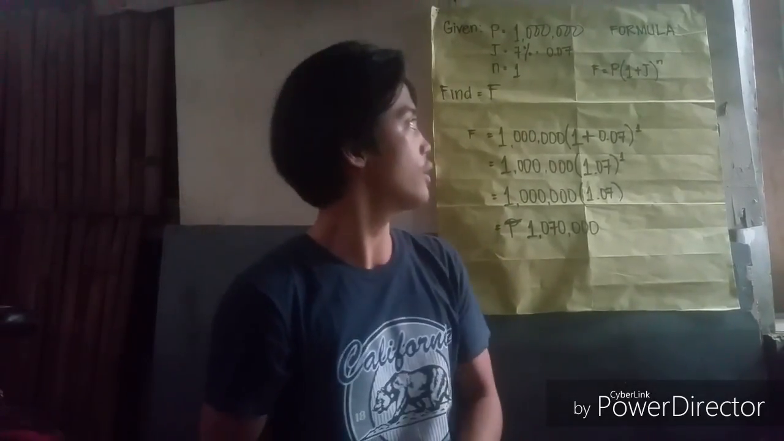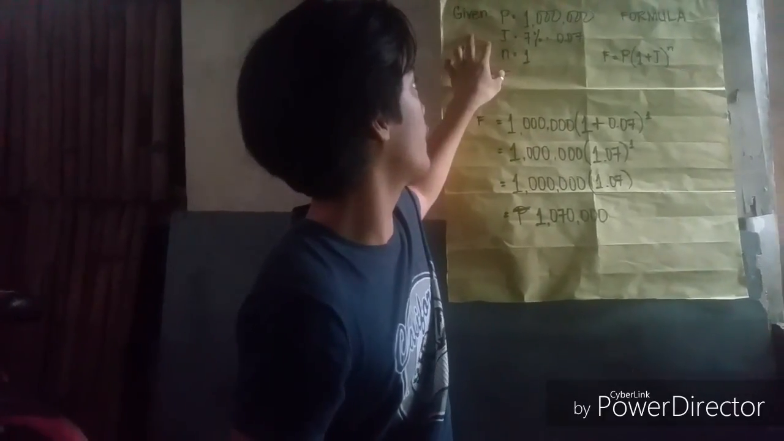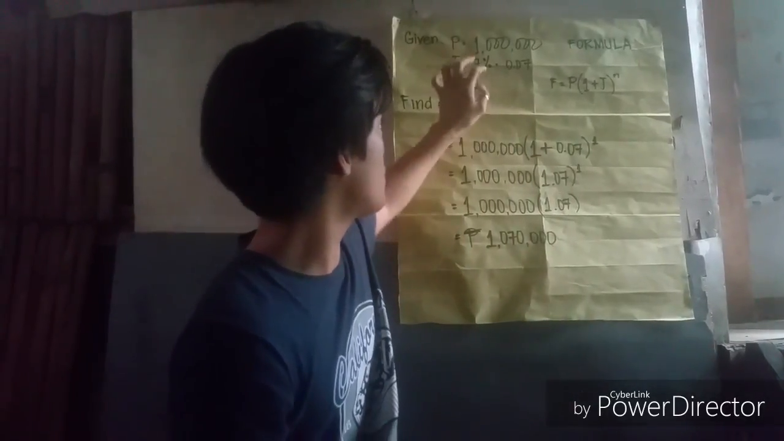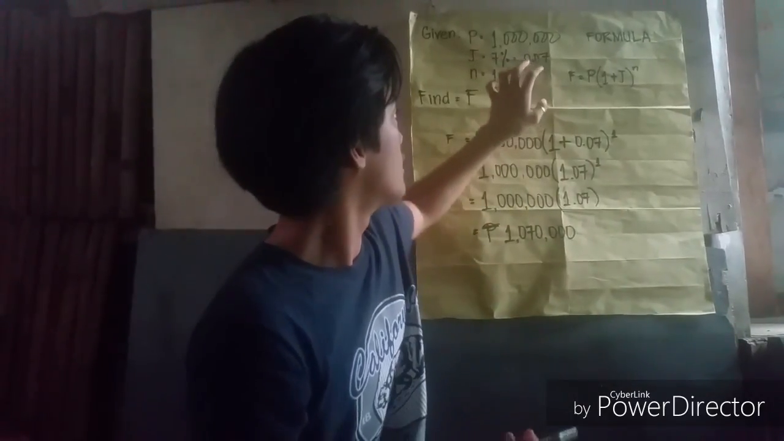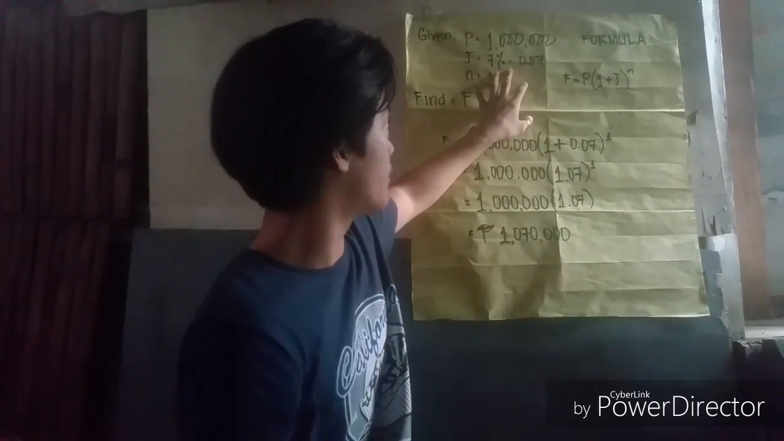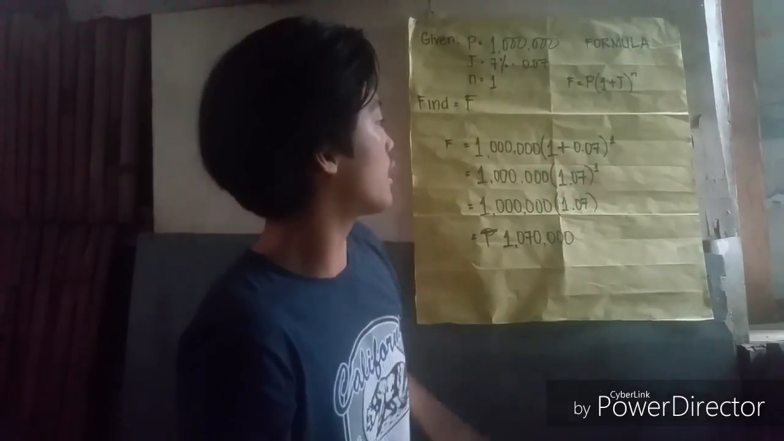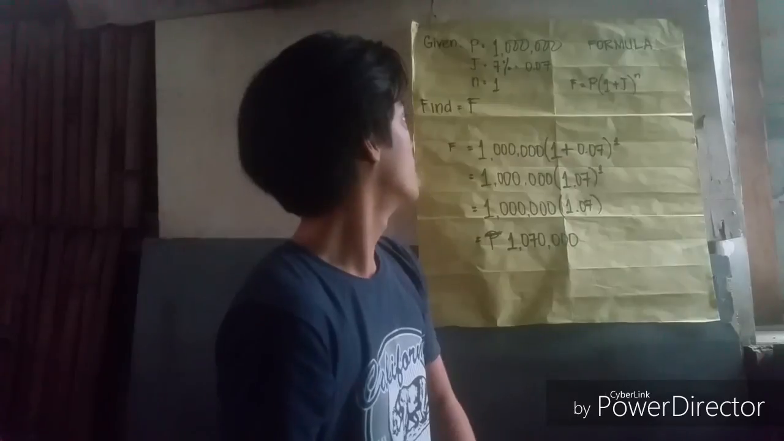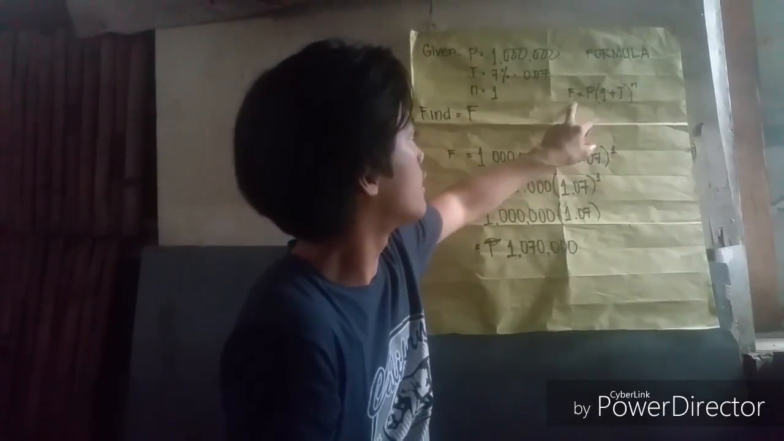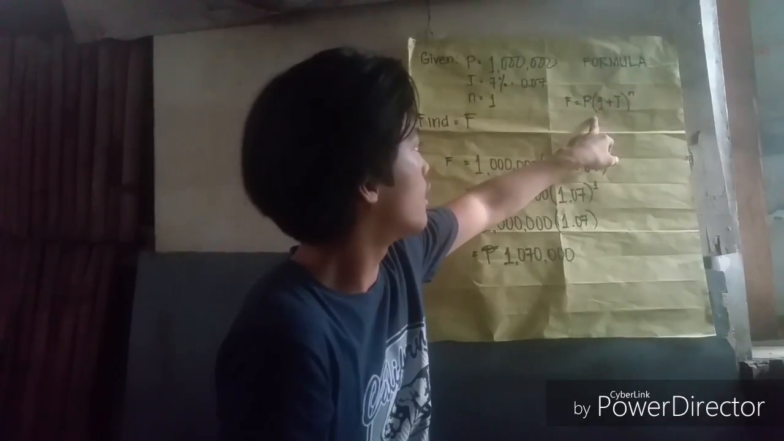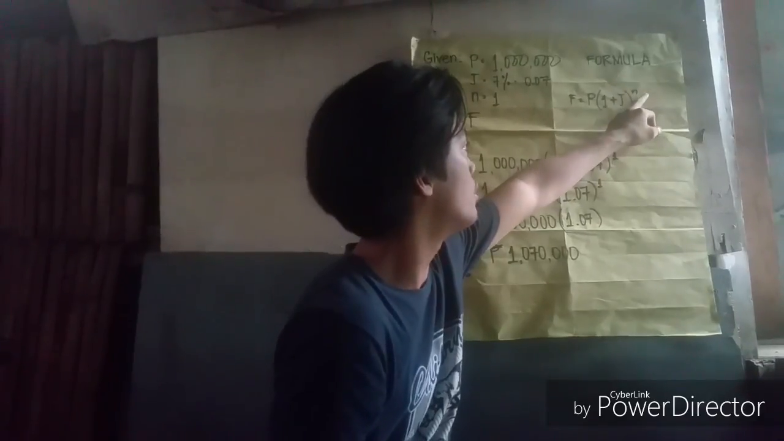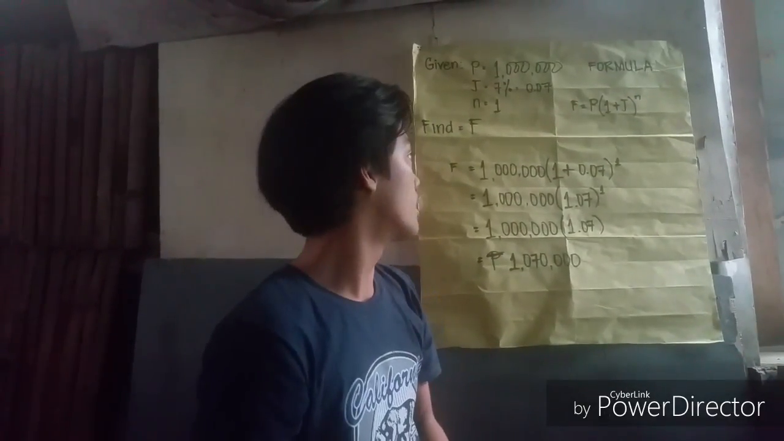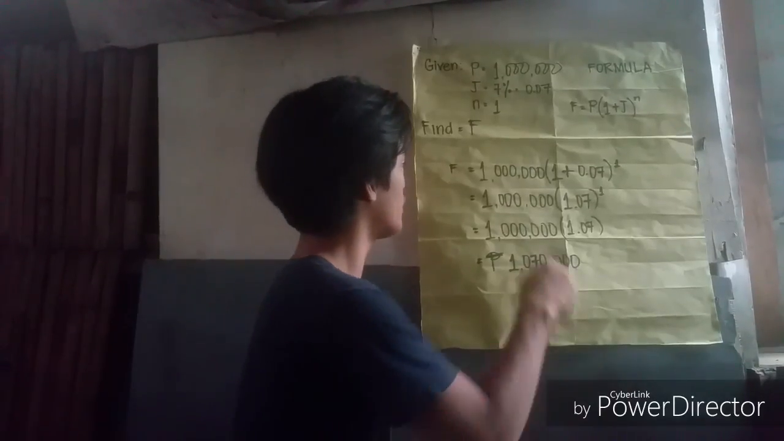So first, take the given. As stated in the problem, Mr. Garcia borrowed 1 million for his business. Then, 7% is the rate of interest and 1 is for the 1 year, compounded yearly. So the formula is this one: F is equal to P, open parenthesis, 1 plus i, or the rate of interest, close parenthesis, raised to n, compounded yearly. Then let's substitute.